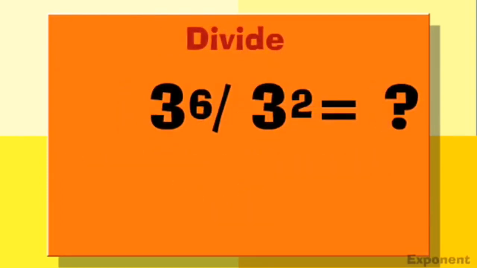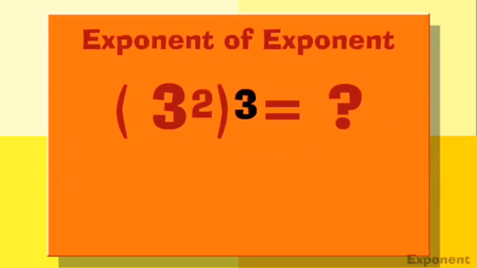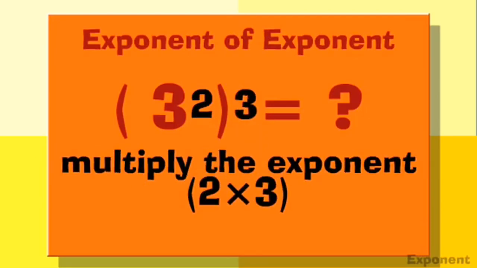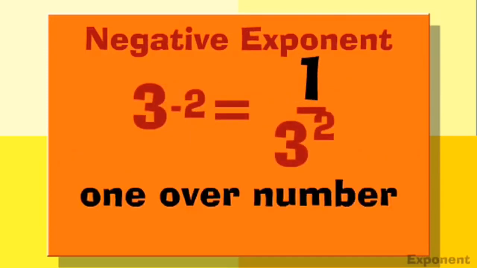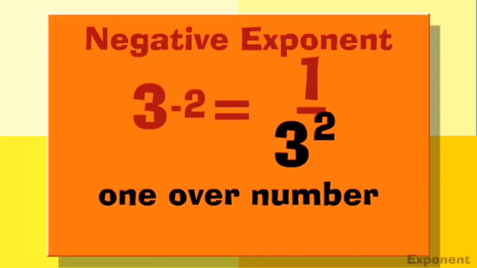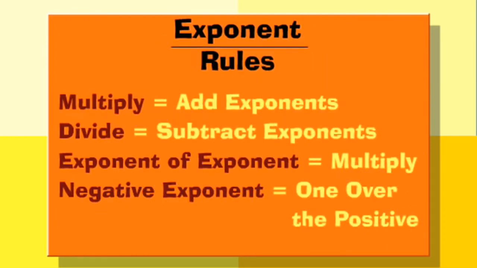When you multiply, add exponents. When you divide, subtract exponents. For an exponent of an exponent, you multiply. For a negative exponent, take 1 over the positive. That's exponents.